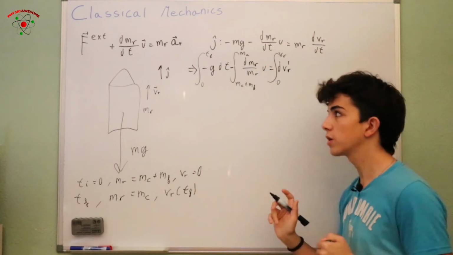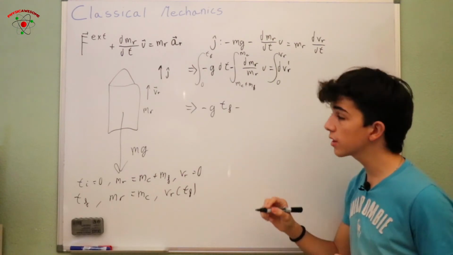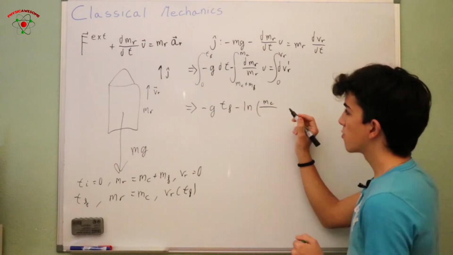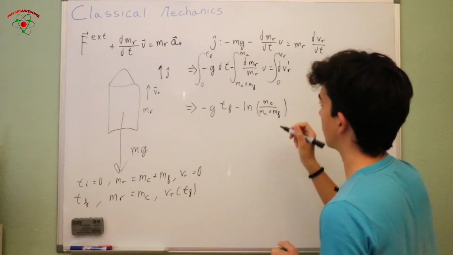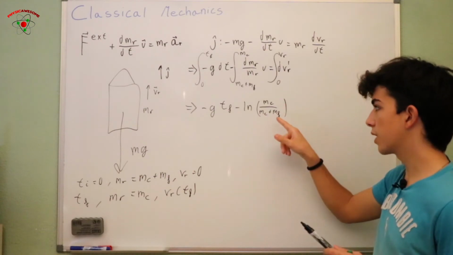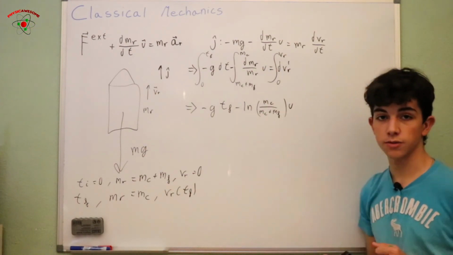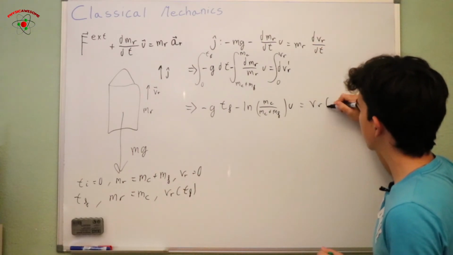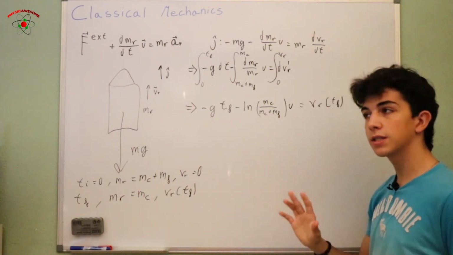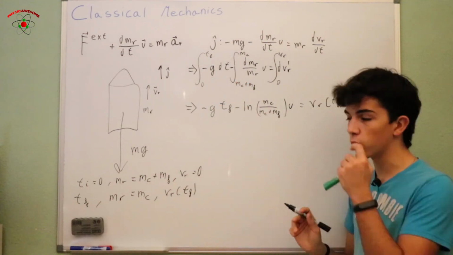Now, these integrals can be straightforwardly solved, and we get minus g times t final minus, this is a logarithm, so recall we're going to have mc plus mf on top, and the minus will become an mc in here. This is the same thing we had before, just with mc and mf instead of initial and final masses, times u. It's important to remember this factor. And we're going to have on this side just vr of t final. Now, to clarify this, let's put this minus inside of this quantity, because actually the logarithm up to here is negative. So this will work.